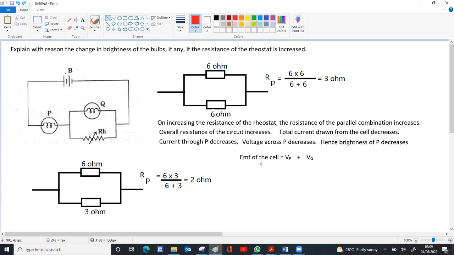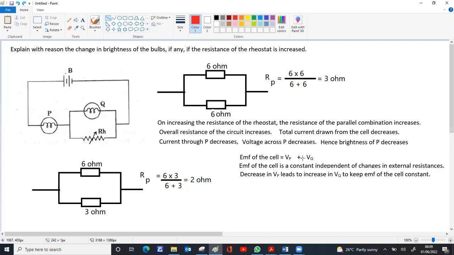We already know the EMF of the cell is a constant. So it doesn't change with changes in the external resistances. Since this is constant, and the voltage of P decreases, to keep the EMF of the cell constant, any decrease in P is supposed to lead to a corresponding increase in Q. So potential of P decreases, potential of Q has to increase to keep the total constant. That means the potential difference across Q increases. Proportionally, current also will increase because resistance remains the same. So for Q, the potential difference and current will increase. The brightness of Q will increase.